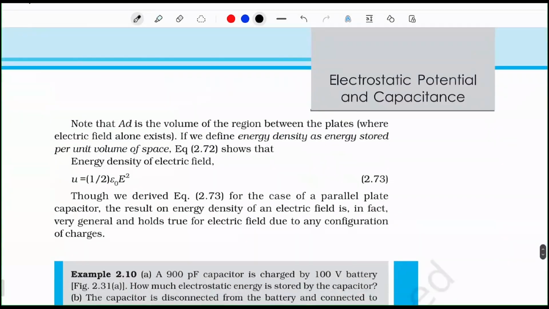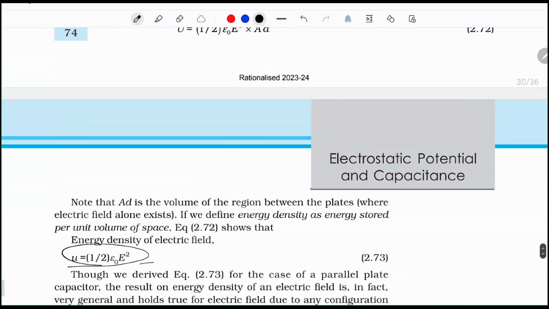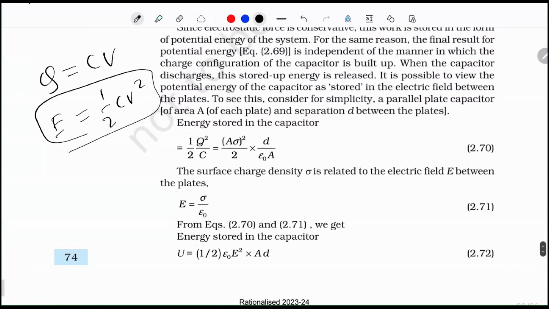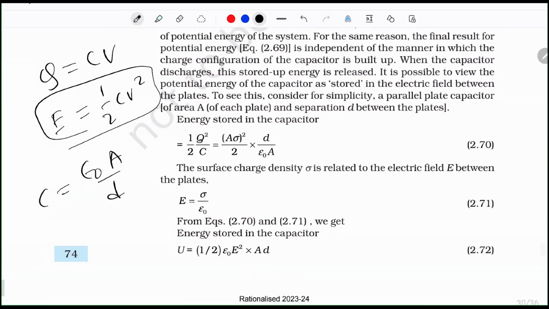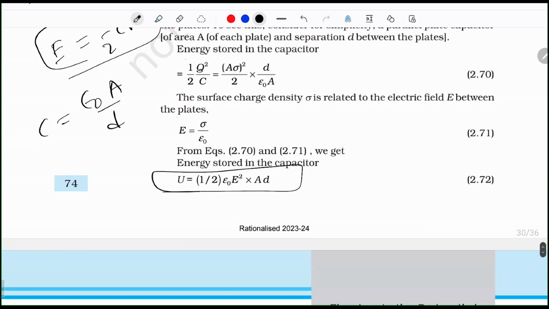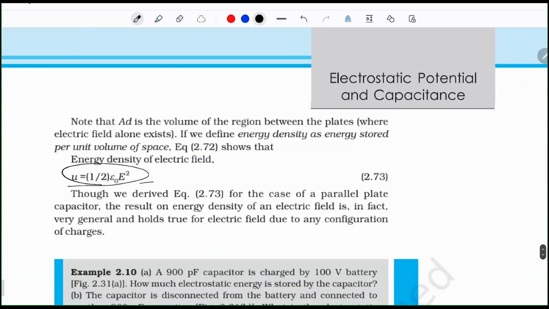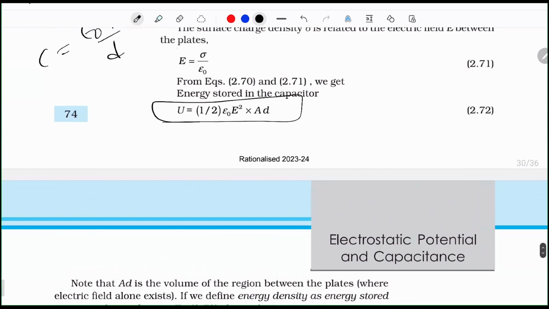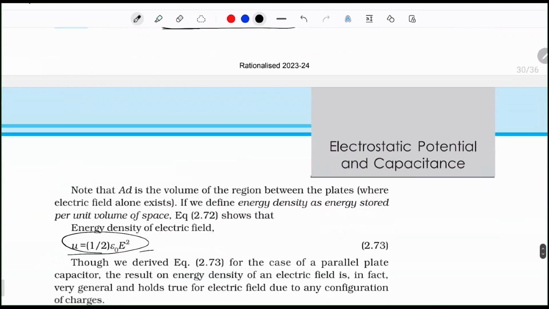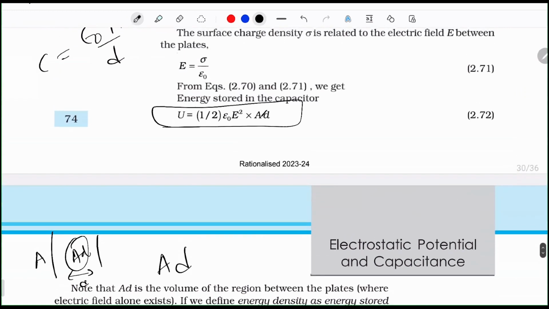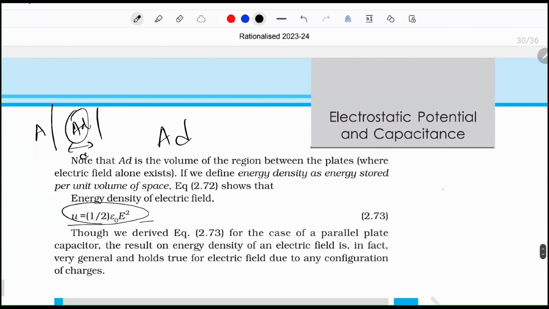And in fact, we can also derive what the energy density of the electric field is, because you can see that capacitance is epsilon naught A by D, right? So you get this expression. And therefore, if you want to find out the per unit volume energy density, the volume is AD, right? In a parallel plate capacitor, the area is A, distance is D. So the volume is AD. So if you divide by AD, then you get half epsilon naught E squared. This is the energy density of the electric field.